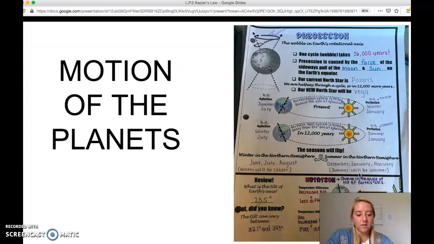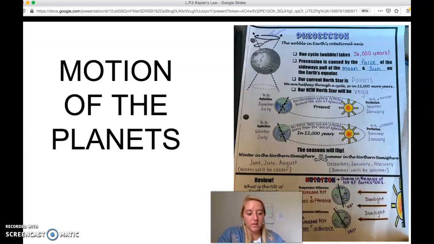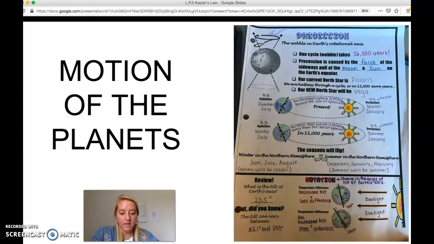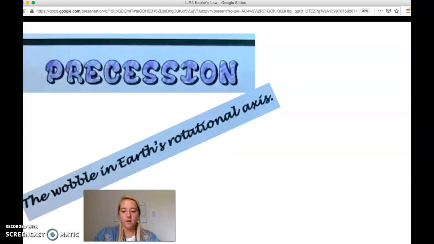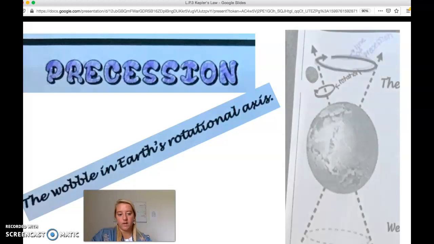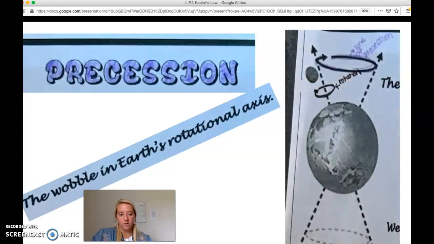Okay, motion of the Earth. So this is where you're going in your doodle notes. This is what page I would like you to go to. We're going to start with precession, okay? Starting at the top. Precession. So precession is the wobble in the Earth's rotational axis. It doesn't happen very often. We're actually going to find out. Sorry. Let's please label this diagram.